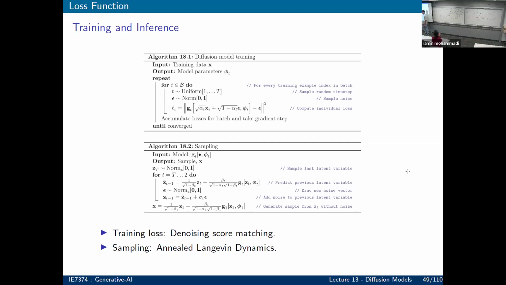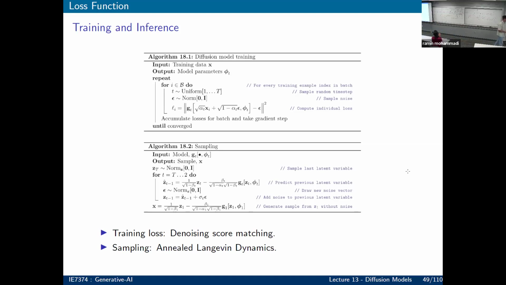You repeat this for a certain number of timesteps, depending on how many timesteps you have defined in your diffusion model. At the end, you get X, the final X, given Z1. That's how you calculate the final data, and that becomes your generated data point, or image in this case.